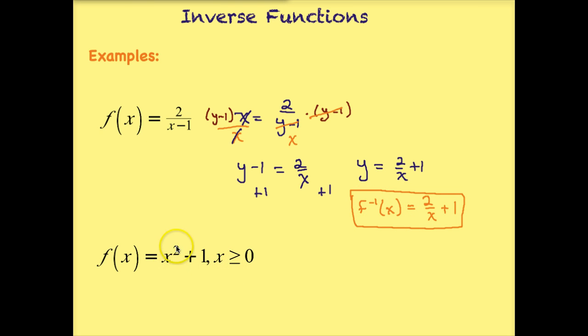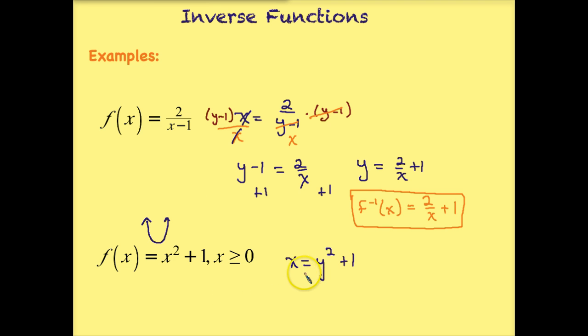In this case, we have x squared plus 1. We know that if we were to graph that, it would make a parabola, and that's not a one-to-one function. So notice that we have a domain restriction. Our domain is going to be that x has to be greater than or equal to 0. So let's go ahead and find the inverse. Pause the video and go through the steps and see if you can find the inverse.